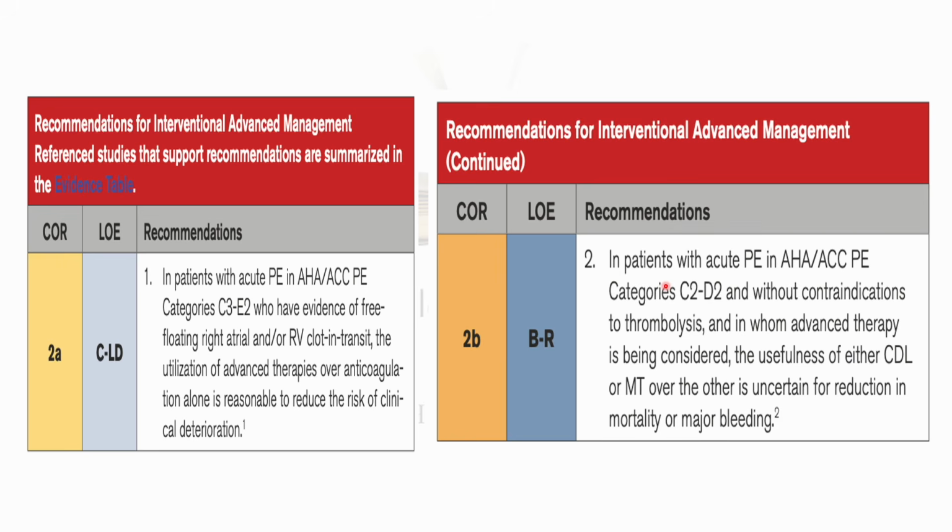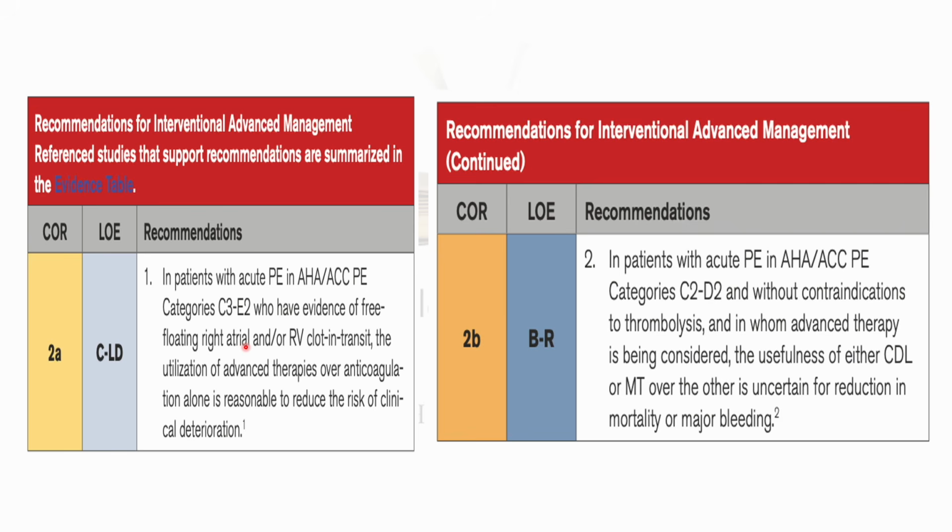If you look at those patients who are in C2 to D2 categories, which are basically the category which is a little less severe than the one here and without contraindications to thrombolysis, where you are considering advanced therapy, you could use catheter-directed or mechanical thrombectomy over the other, but the effect is uncertain because there may still be some level of major bleeding and mortality. So the usefulness of these therapies is still uncertain.